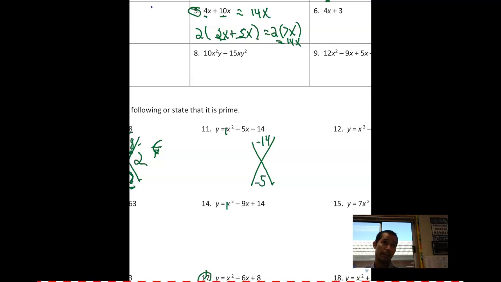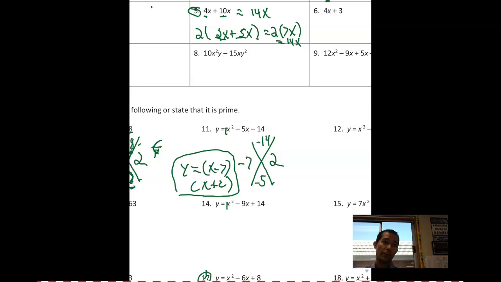What's the thought process? The thought process is I need two numbers here that multiply to negative 14 that add up to negative 5. So in that case here, that would be negative 7 and 2. After you're done with the x, you just write down the answer. So in this case here, the answer would just simply be x minus 7 times x plus 2. And then you're done at that point. That's it.